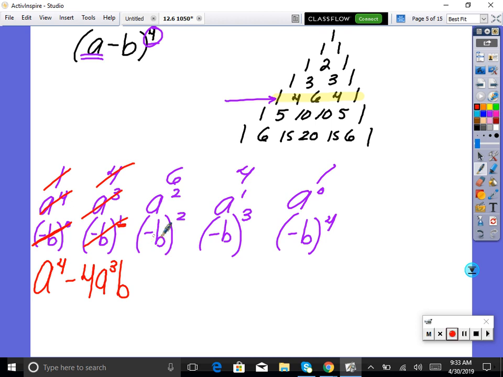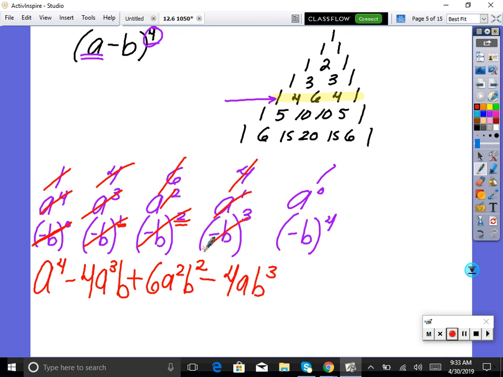Now we have a negative to an even degree. Won't that be positive? So plus 6a squared b squared. Then we have a negative to an odd again. So won't it be negative again? Negative 4ab cubed. And then any base to the 0 power is 1. 1 times 1 is 1. And then we have negative b to the 4th will be positive b to the 4th.